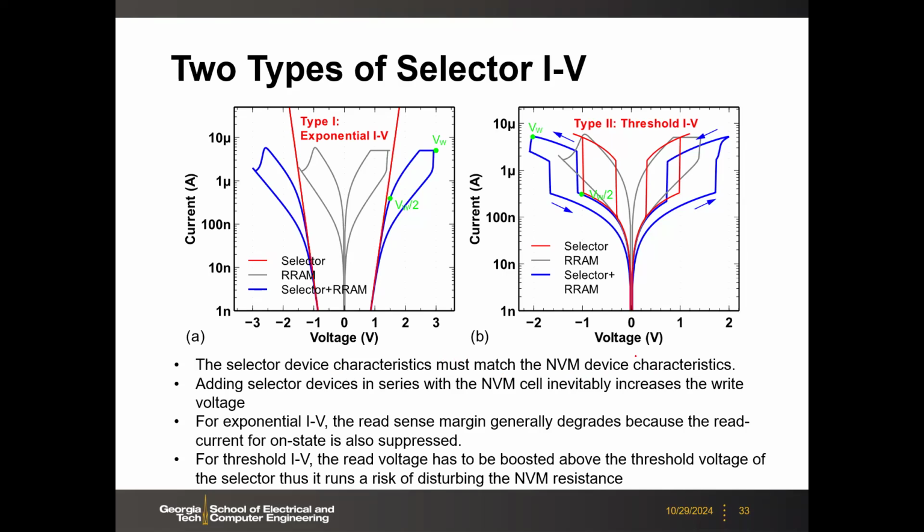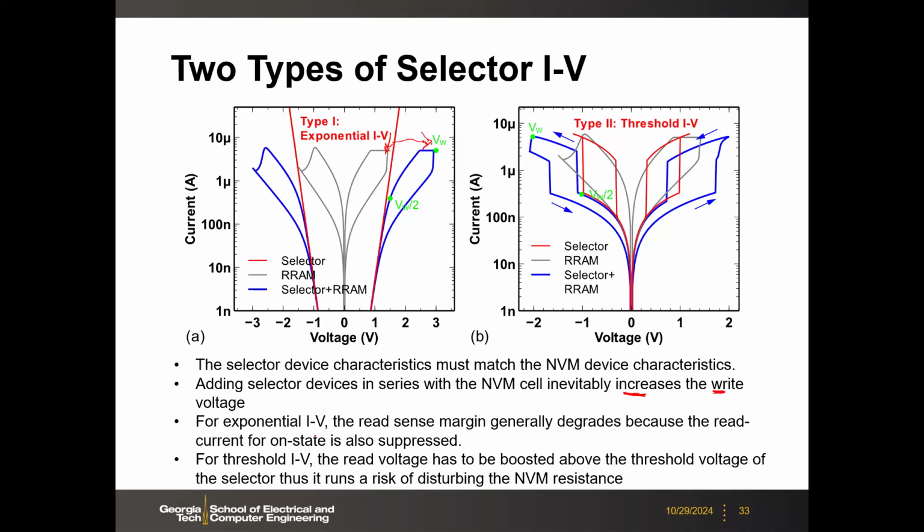But the drawback is that after you add the selector device, the write voltage will increase, okay? Increase the write voltage, VW, right? Previously your write voltage is here, now you move to here, right? This is because part of the voltage will drop on the selector to turn it on first, and then the rest of the voltage will drop on your memory device. So you increase the write voltage.